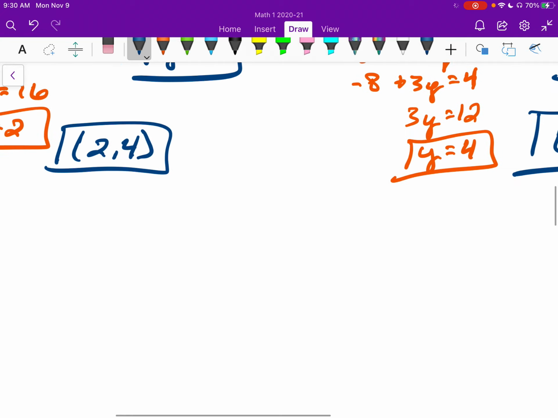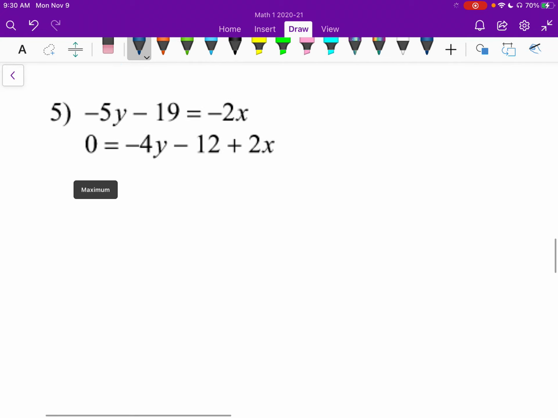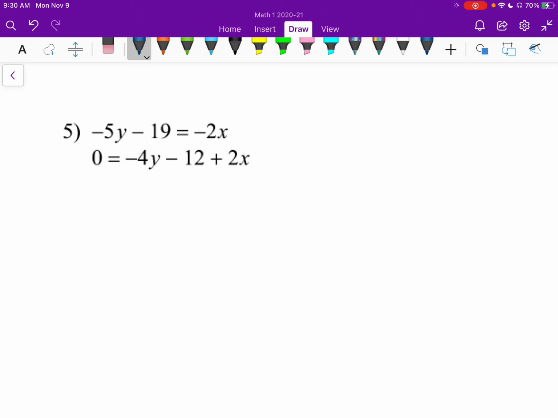All right, number 5. Ooh. First thing we should notice is that these are not in line at all. So this makes it a little bit even harder still. We're going to have to put them in order first. It doesn't matter what order we put them in, they just have to be in an order. What I'm going to do is make them both look like the bottom. So I'm going to move this negative 2x to the other side. So the top piece is going to turn into, what is it going to turn into?